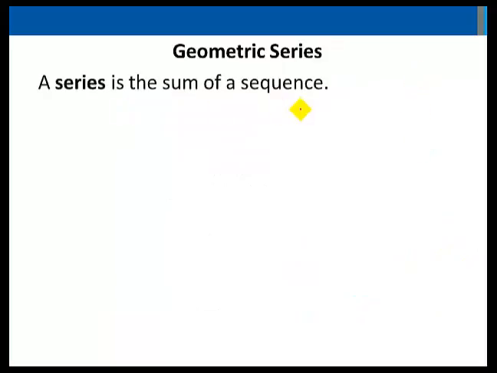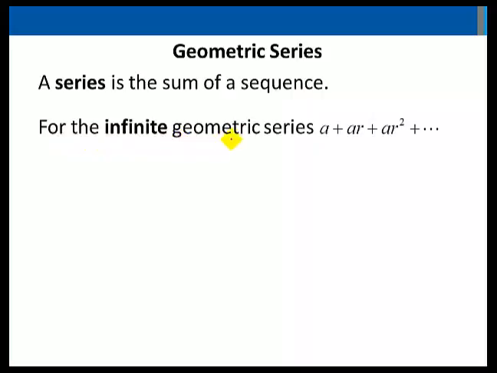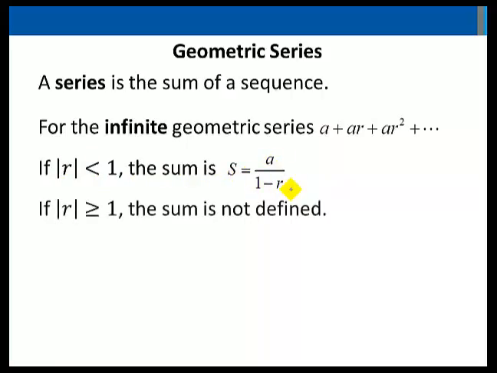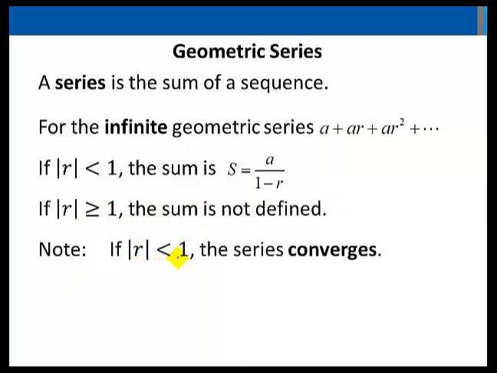Geometric series. A series is the sum of a sequence. For the infinite geometric series, a + ar + ar^2 + terms on to infinity, if the absolute value of r is less than 1, the sum is S = a/(1 - r). If the absolute value of r is greater than or equal to 1, the sum is not defined. Note that if the absolute value of r is less than 1, the series converges. In fact, we will say the series converges to a/(1 - r). If the absolute value of r is greater than or equal to 1, the series diverges.